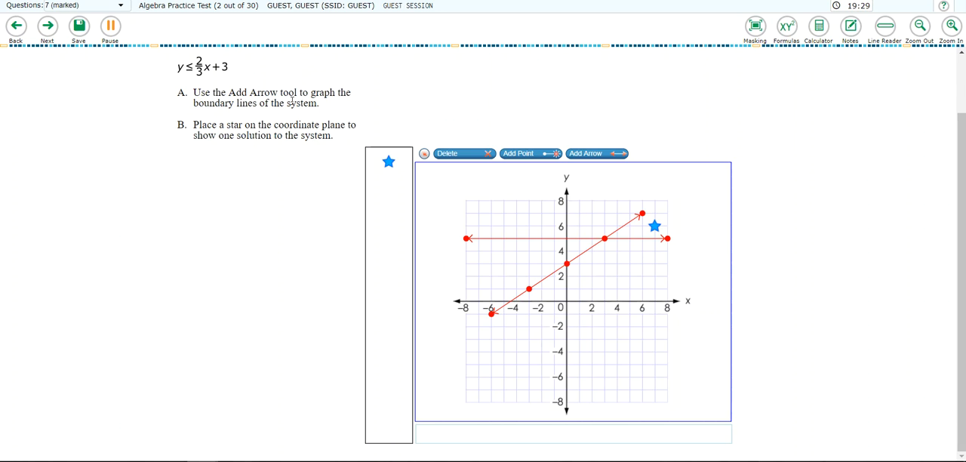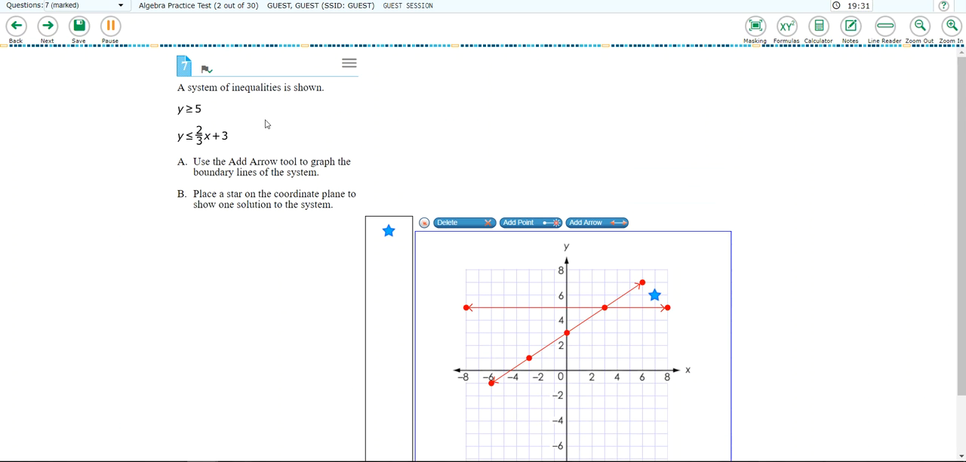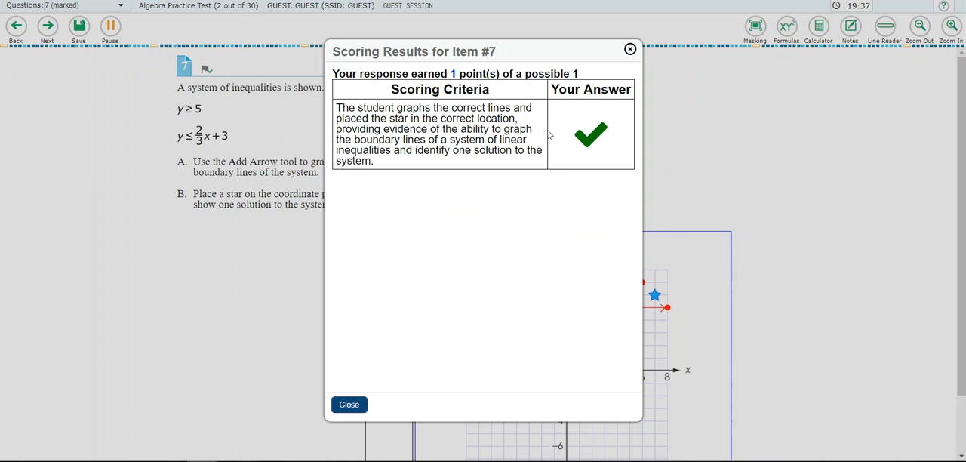Did I answer everything it's asking? It looks like it. So I'm going to score it. There we go. Graphs the correct lines and places star in the correct location. Get 1 out of 1 point for that.